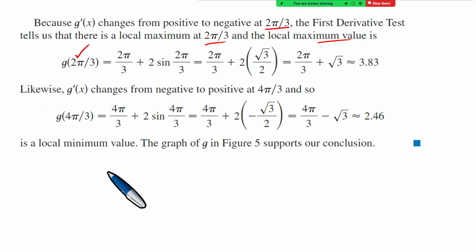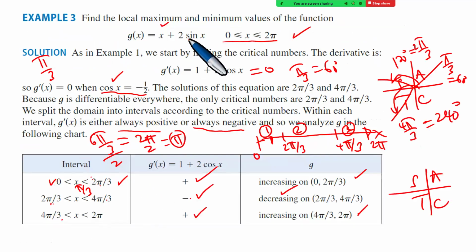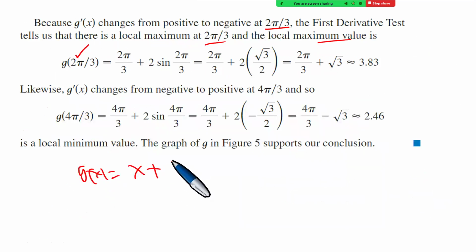The function g of x is x plus 2 sine x. So we substitute 2 pi over 3 and we get this number here. As said already, because it changes from positive to negative, you have a local maximum.